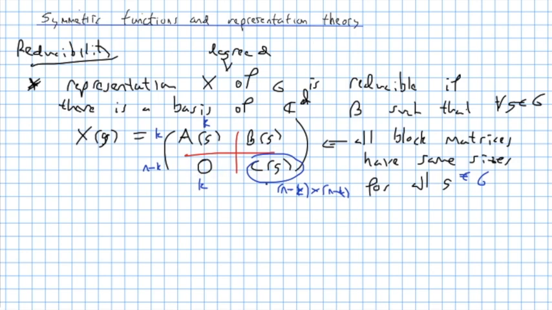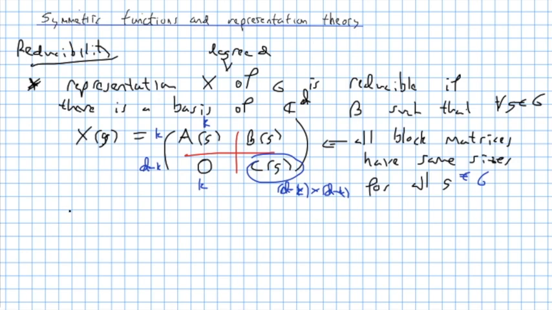Okay, so we'll discuss what this means later in the lectures, but let's have this working definition. If I can find a basis of C^d such that I can write each of the matrices associated to g in this block form, where I have this zero block here, then I am reducible. Okay?